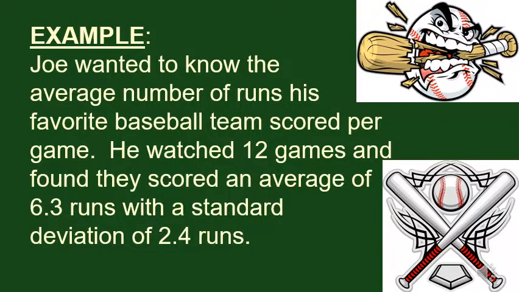Here's one more example with t-intervals. Joe wants to find the average number of runs his favorite baseball team scored per game. This year he's going to have to wait a while before baseball gets started. He watched 12 games, and he found that they scored an average of 6.3 runs with a standard deviation of 2.4 runs. Again, we'll give you just a minute to enter those numbers.